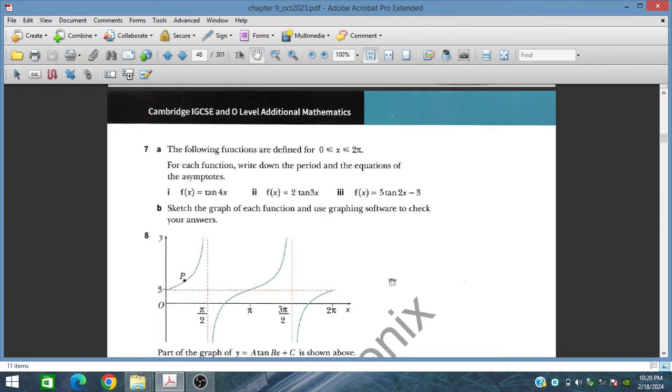Bismillahirrahmanirrahim. In this session, we will discuss exercise 9.4 from the topic of additional mathematics, under the subject of additional mathematics course for IGCSE and O level students.